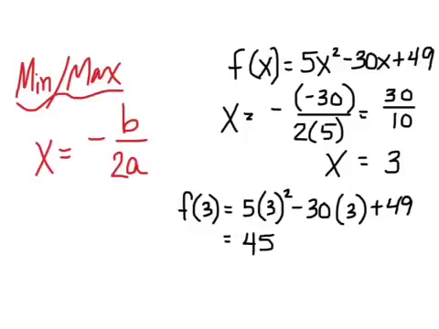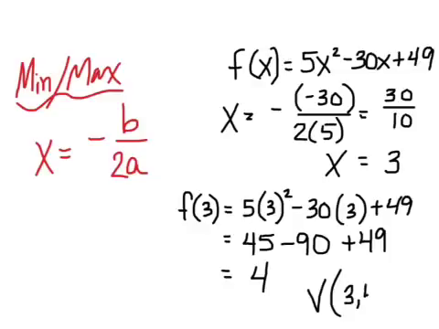On this part, negative 30 times 3 would be negative 90 plus 49. And then when you add left to right, 45 minus 90 would be negative 45, plus 49 is 4. So what I just did there was I actually found the vertex. The vertex for this particular problem is (3, 4).